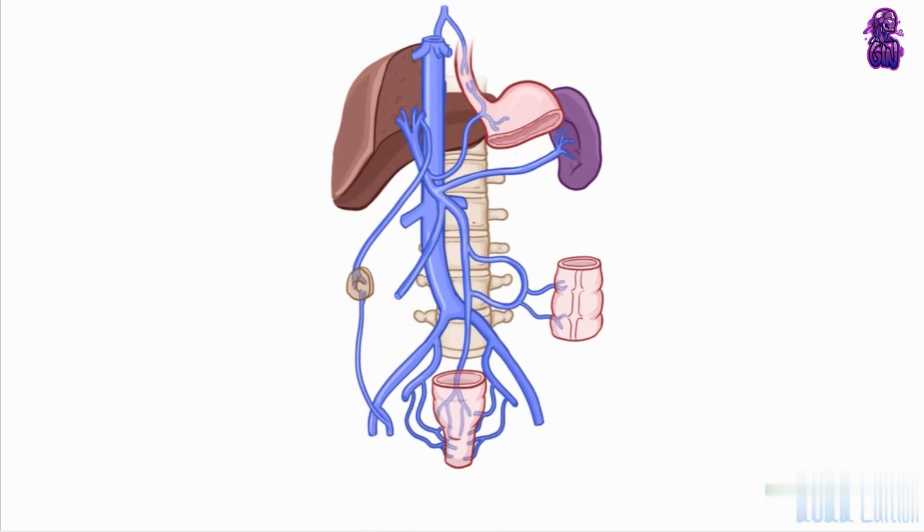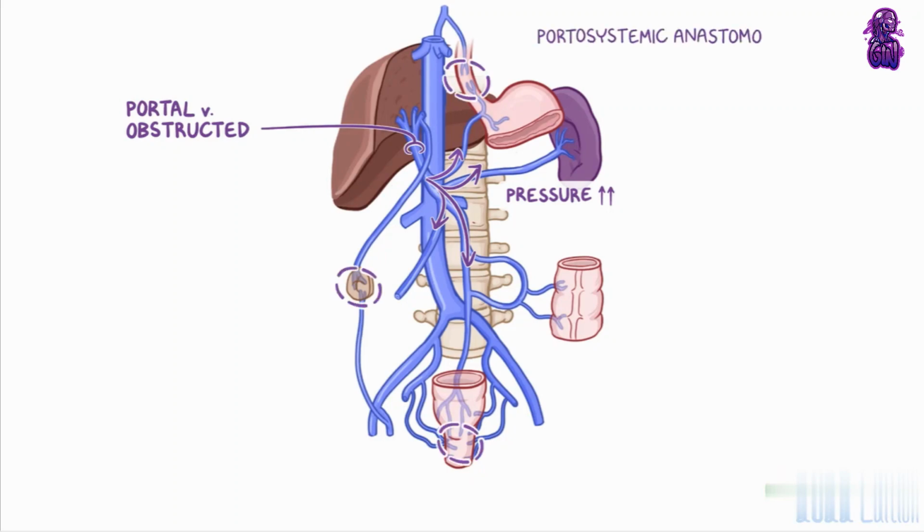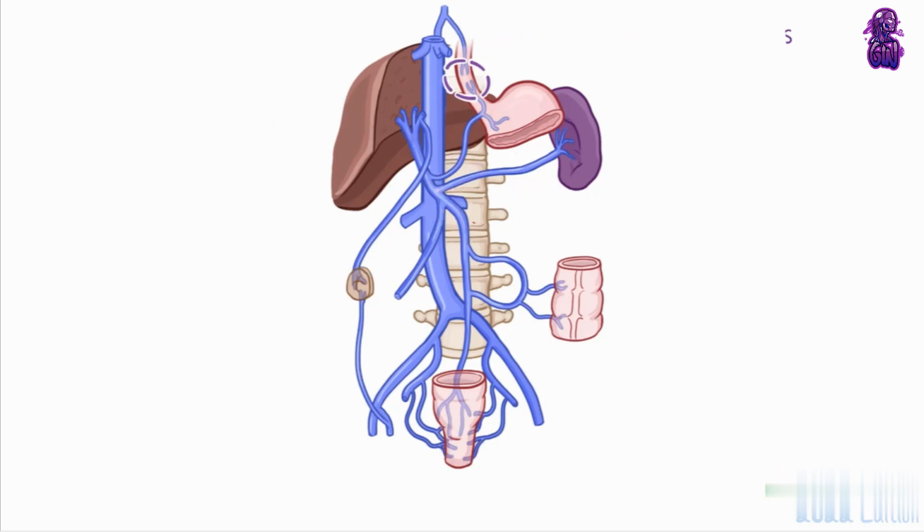Now, when fibrosis in the liver from cirrhosis obstructs the portal vein, the pressure rises in the portal vein and into its tributaries. This large volume of congested blood flows out from the portal system into the systemic system at the sites of portosystemic anastomoses, also called portocaval anastomoses. The first site of portosystemic anastomosis is at the lower esophagus.